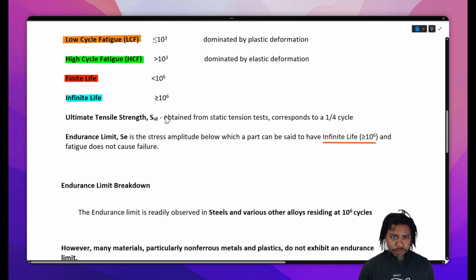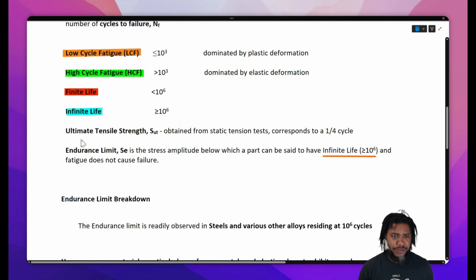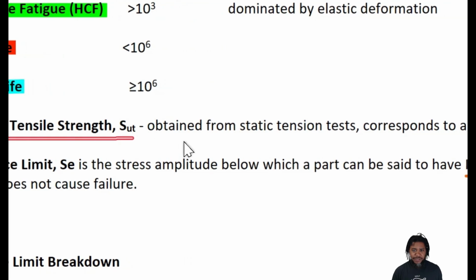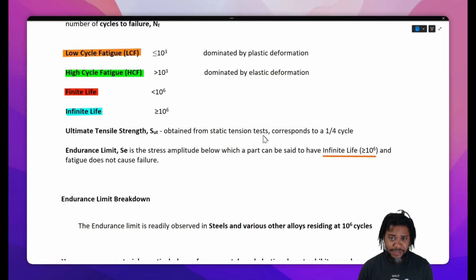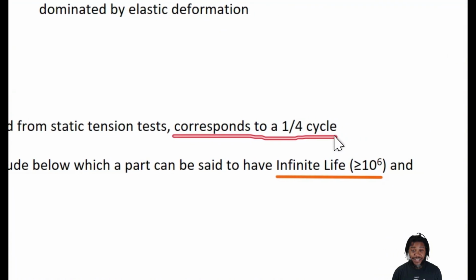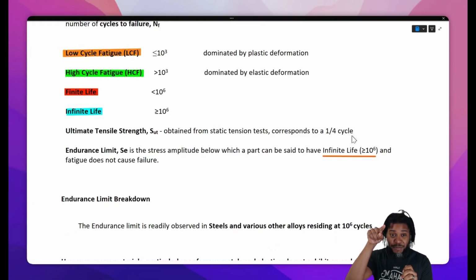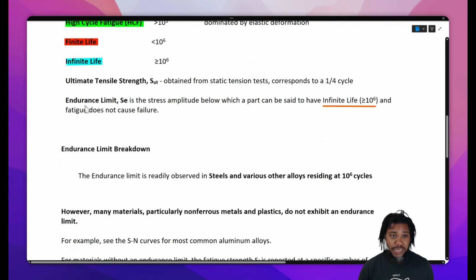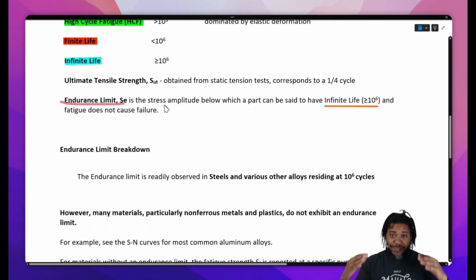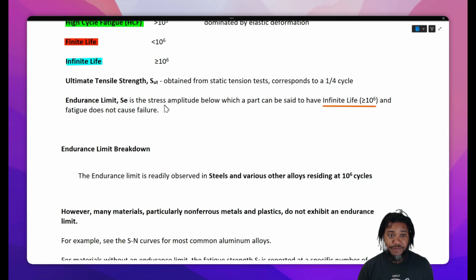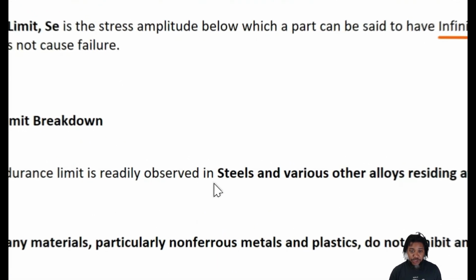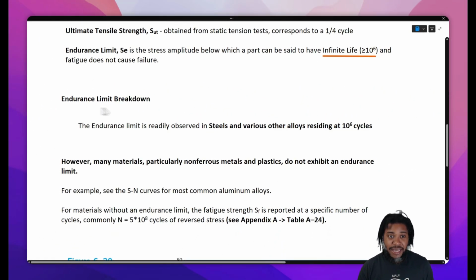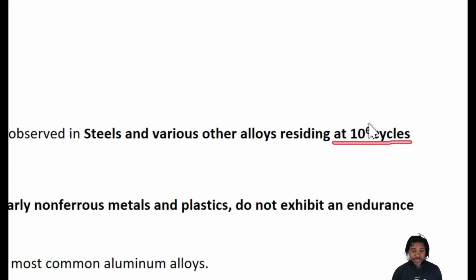And 2 key properties on our graph that are important are the ultimate tensile strength. This is usually obtained from a tension test, and it corresponds to 1/4 of a cycle. Because in a tension test, you just go up and your sample pops, right? But you've got to go through 0 3 times for a single cycle, so it's 1/4 of a cycle. And the endurance limit, SE, is a stress amplitude below which we have infinite life, and fatigue does not cause failure.